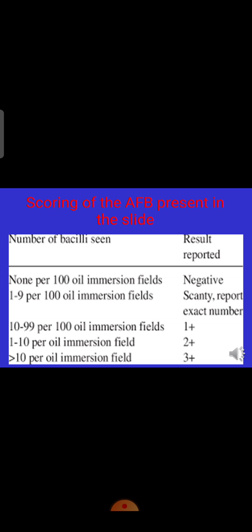is a +1. But if there are 1 to 10 per each oil immersion field, the result is a +2. If there are more than 10 AFB in each oil immersion field, the scoring is a +3. This is the scoring of AFB present in the slide to assess the heaviness, to assess the load of the infection of the patient with the mycobacteria.